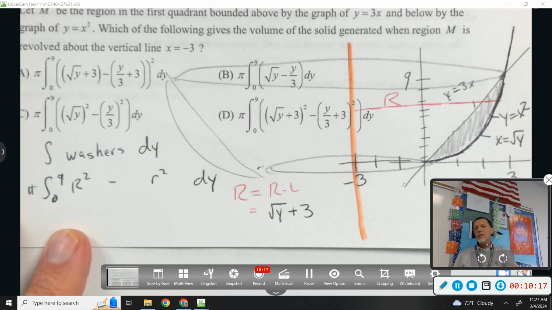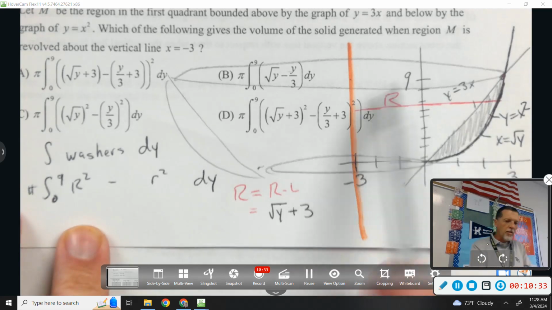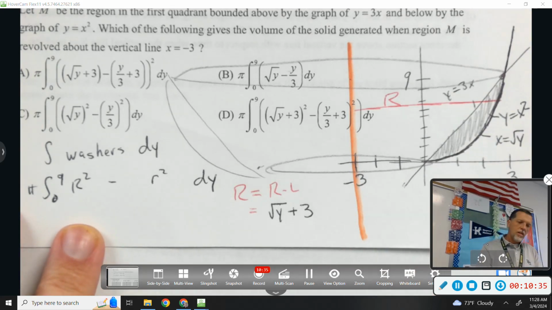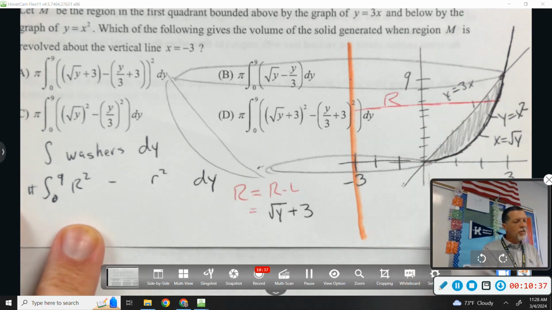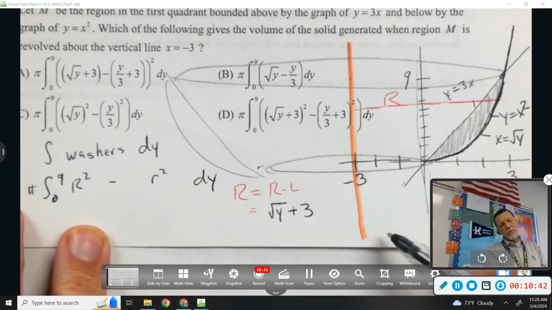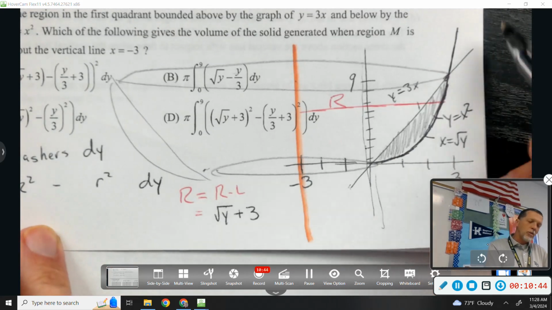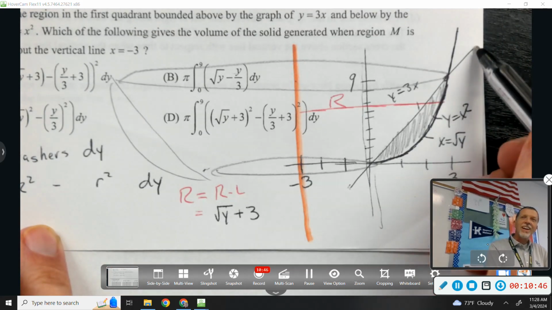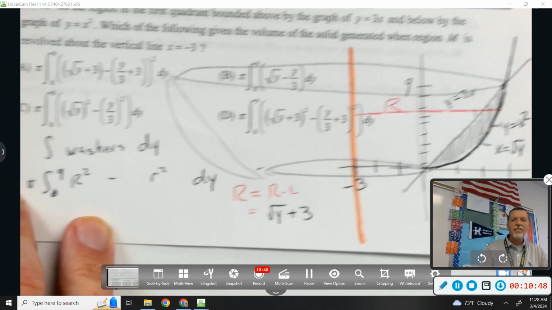It's a washer because there's a hole in it. There's a hole in it because the axis of rotation was not completely touching the area. If the axis of rotation is up against the area the whole way, then that's a disk. There wouldn't be any holes when you rotate. X equals 0, that would be a disk. At x equals 0, it'd still be a washer. The only way to make this one a disk would be something we don't know how to do, and that would be to like rotate it around this slanted line. Yeah, that would be crazy. We're not doing that.